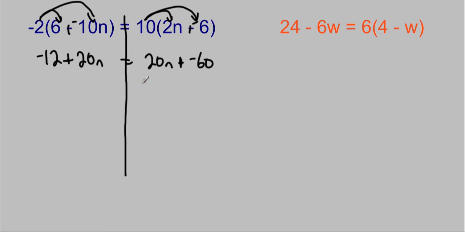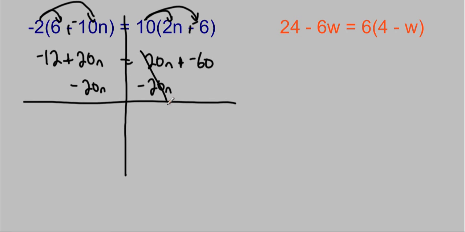10 times negative 6 is negative 60. I want to get my variables on the same side, so I'm going to subtract away my 20n. But you're going to notice that not only does it cancel over here, but it also cancels out the n's on the other side, and I'm left with negative 12 is equal to negative 60. Well, clearly negative 12 is never going to be equal to negative 60, so this is one of our no solutions. Sorry, that's supposed to say solutions, even if you can't quite read it there.